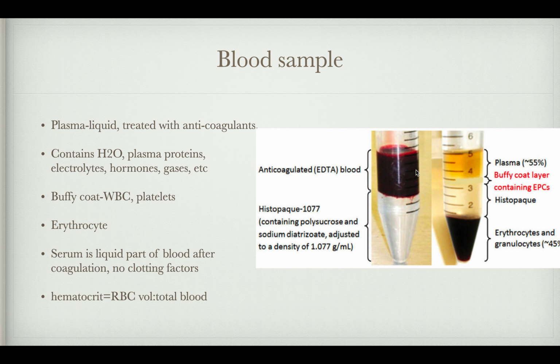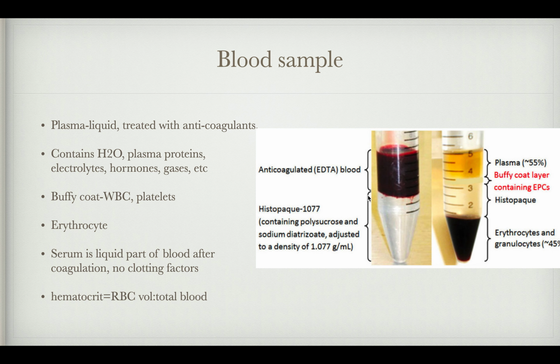The buffy coat, you can barely see it right here. It's like a little grayer disc. It contains the white blood cells and the platelets. And then the hematocrit, you don't really need to know about it, but in the bottom here it is. These are the erythrocytes. The serum is the liquid part of the blood after coagulation, and that contains no clotting factors. And there you go.